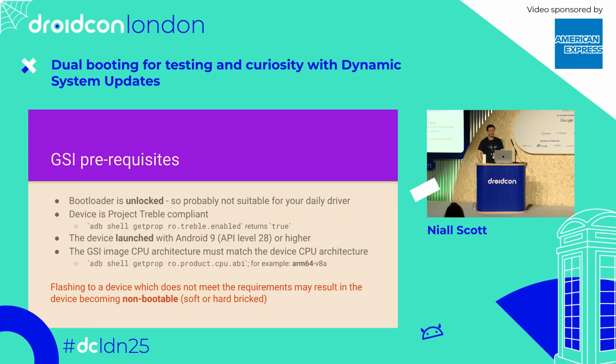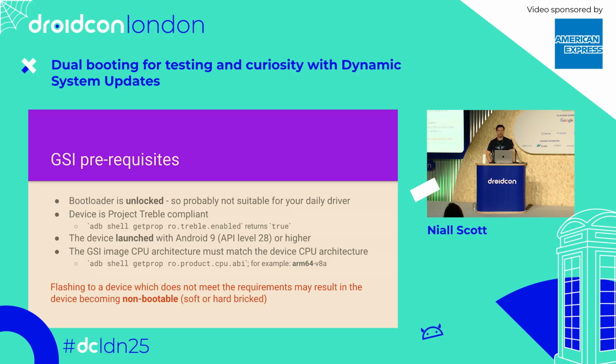So the prerequisite for generic system images is that the bootloader is in an unlocked state. This means that your device will now fail Google Play integrity verification, meaning that some apps, such as banking apps, will refuse to function. So this is not suitable for your daily driver.